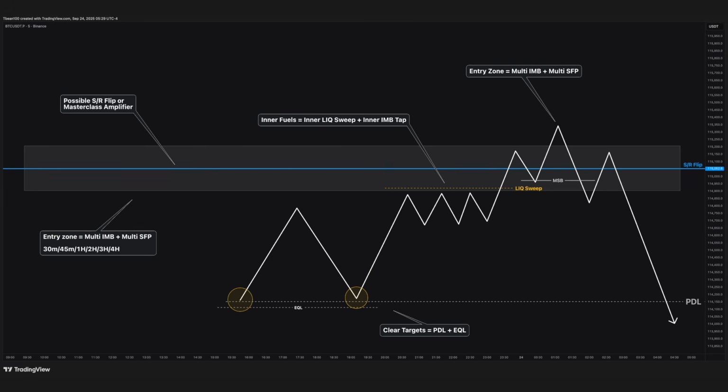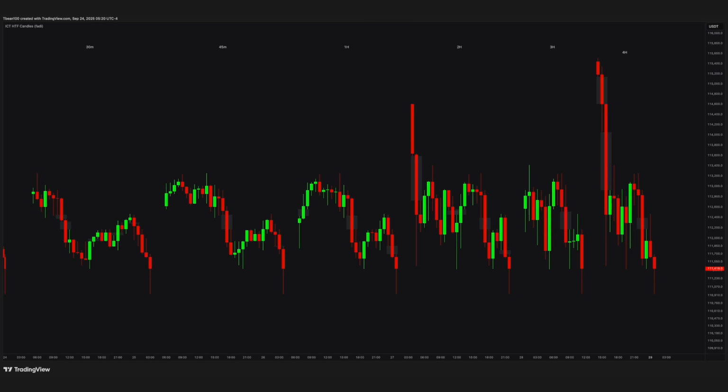The rest is not too complicated actually. It all comes back to structure. So, what we are doing here is putting together three main elements: liquidity, imbalance, and structure, all working side by side. Now let's take a look at this chart and talk through the price action and trading details.